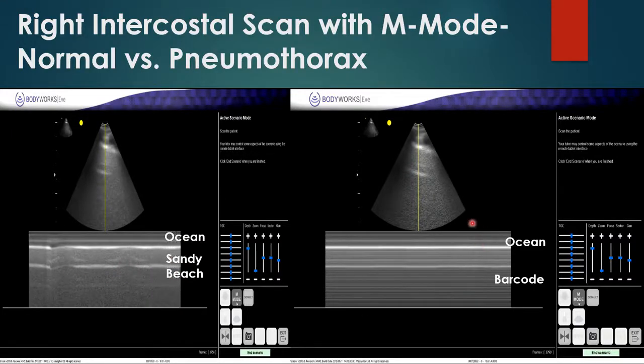Now, as opposed to normal lung, in pneumothorax you've got the typical parietal pleura, the ocean, as you can see, just like you do in normal lung, but you have a barcode instead of sandy beach because nothing's really moving. It's all a very stable, very consistent pattern.